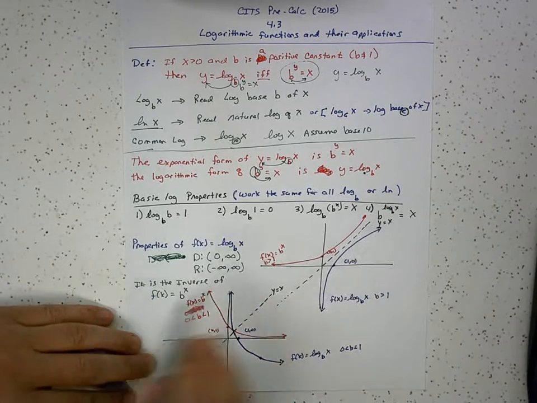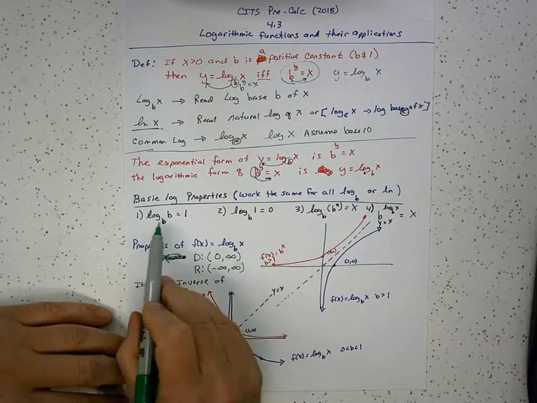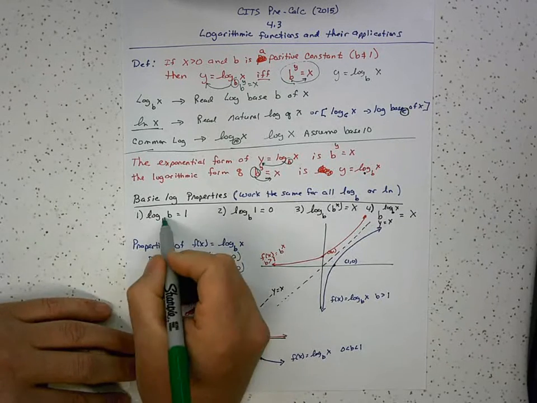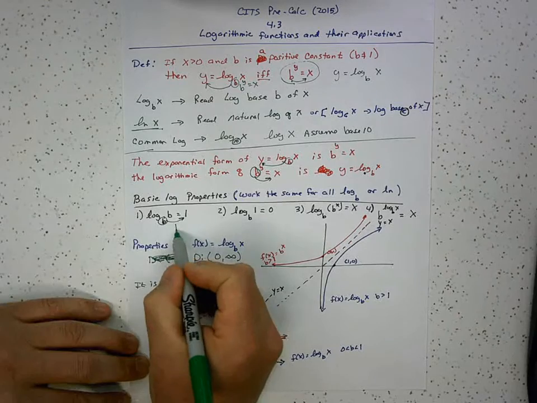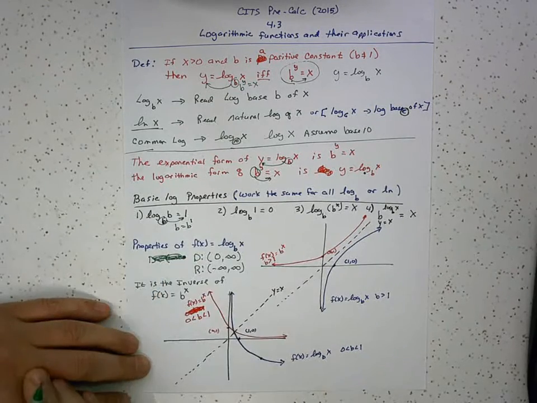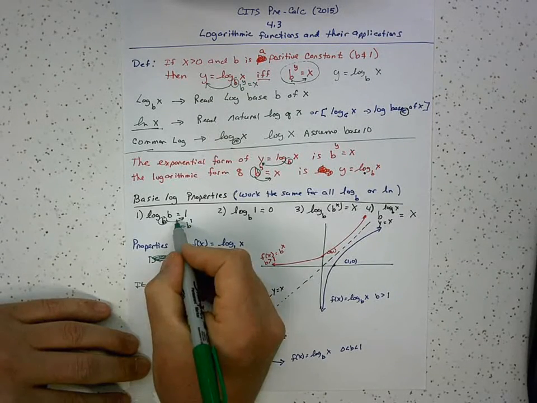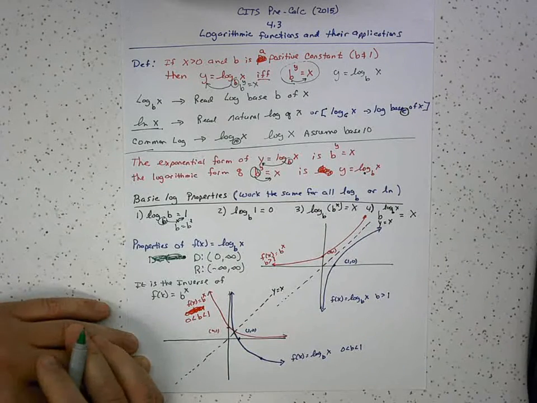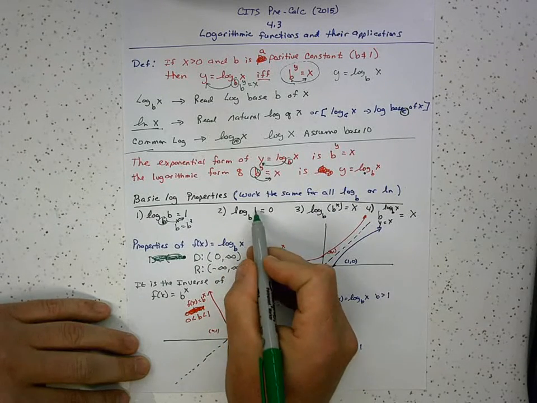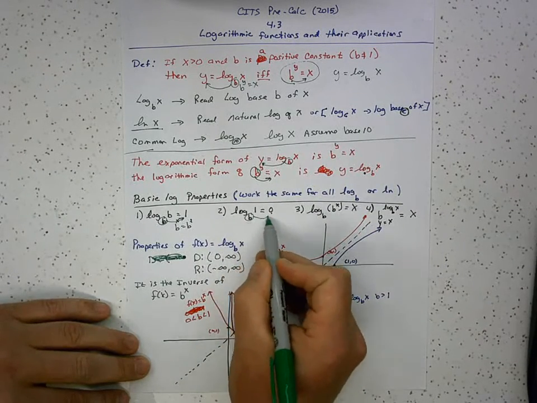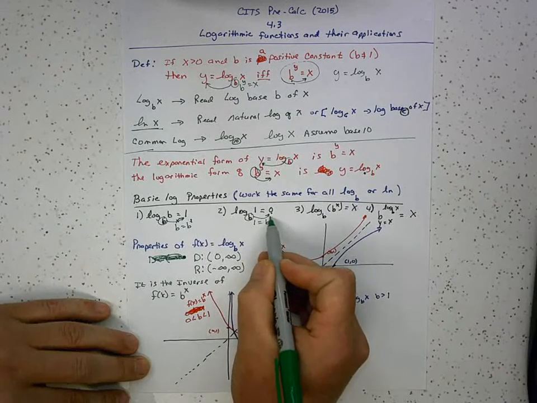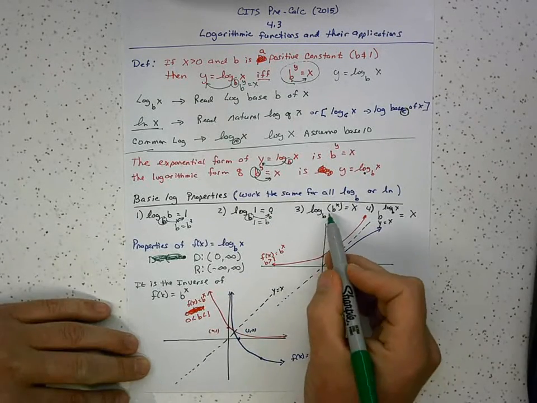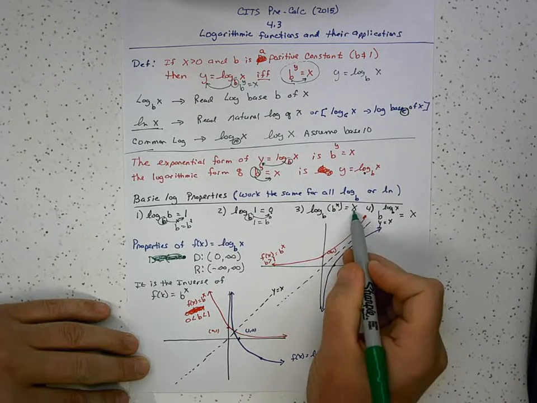We have some basic log properties. The most basic ones for our simplification process: if I have log base b of b, that equals 1. Reason is, if I slide that b over, I get b equals b to the 1. And therefore, this is called my b to the x, so x has to be 1. Okay, so that value is 1. Log base b of 1 is 0, because anything to the 0 power is 1. Log base b of b to the x equals x.